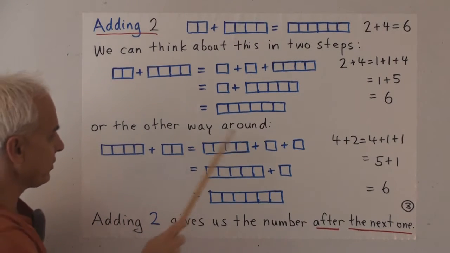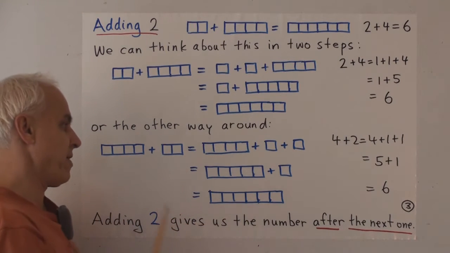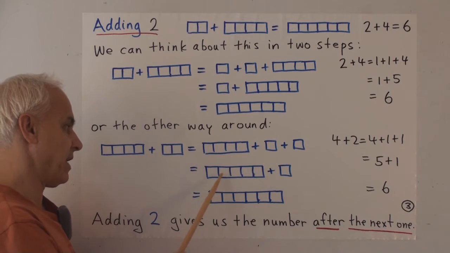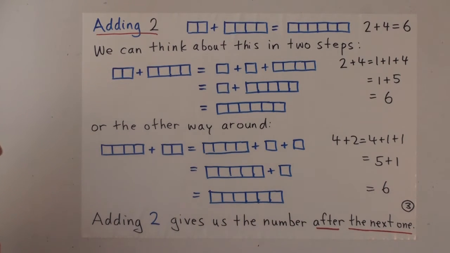And here's the other way around, where we add 2 after the number rather than before. So 4 plus 2 is the same as 4 plus 1 plus 1. And we can think of that as being 5 plus 1. And that gives us then 6.